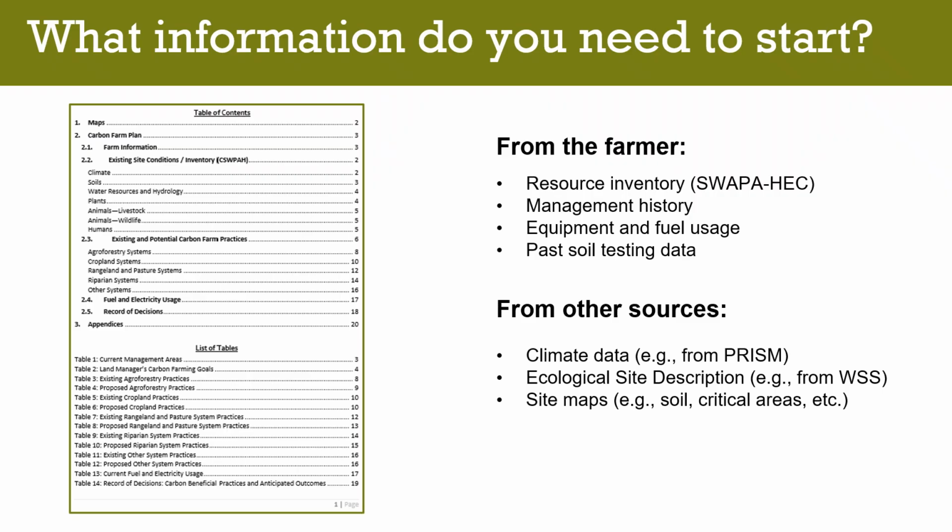So what information do you, the planner, need in order to begin the carbon farm planning process? You're going to need the typical information that you would require when undertaking a resource management system plan, for example, a resource inventory. You'll also need information about management history, the equipment and fuel that a farmer is using, and any soil data that they have available. From other sources, you'll be incorporating climate data, ecological site descriptions, and other information related to existing conditions on the farm.